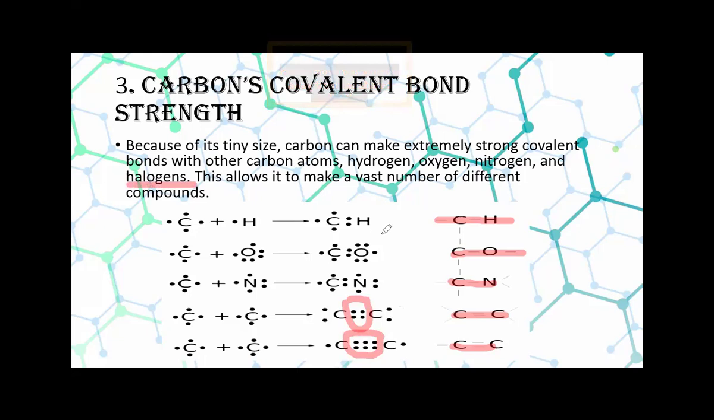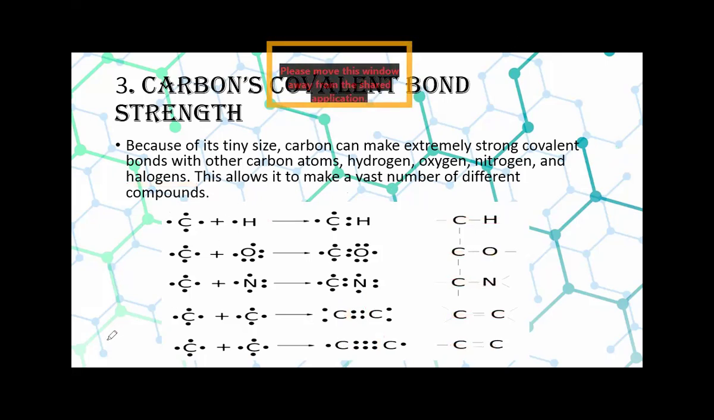Also, the halogens are those elements of group 7A in the periodic table, for example chlorine, bromine, iodine, and astatine. They are called halogens because they form salts; halo means salt. Therefore, carbon forms very strong covalent bonds with itself, with carbon atoms, and with nitrogen, oxygen, hydrogen, as well as halogens. So this is the third reason that makes possible a vast number of different organic compounds.